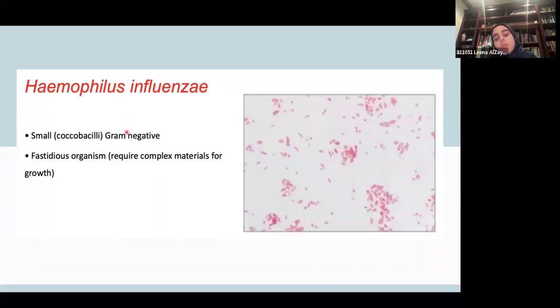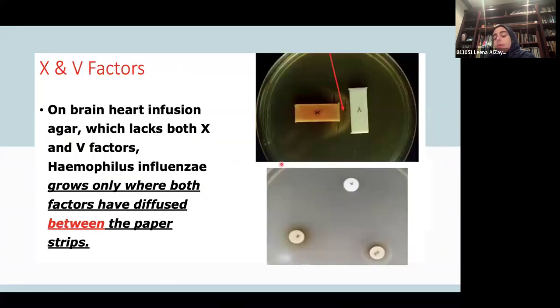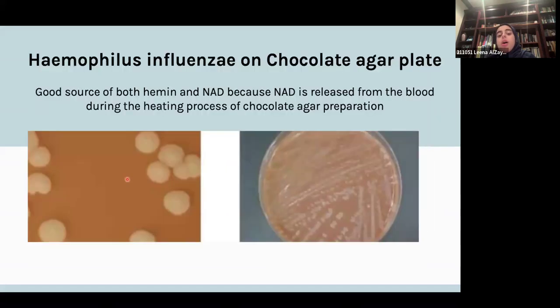Then we have Haemophilus influenzae, which is kind of the one we talk about the most. It's very, very small, but it's fastidious because it requires complex material, including factor X and factor V, which is heme and NAD. And without both of them, it basically can't grow. You can use chocolate agar or heated agar in order to grow it because it has both NAD and hemin due to the heating process.